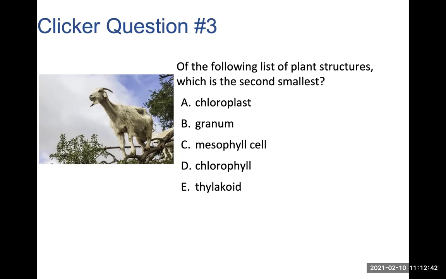So what is the second smallest? Yes, E. Thylakoid is the second smallest. First smallest is the chlorophyll. This is the largest.